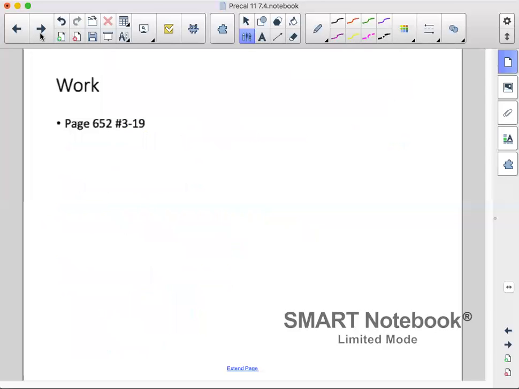Practice work for this section can be found at page 652, numbers 3 to 19.